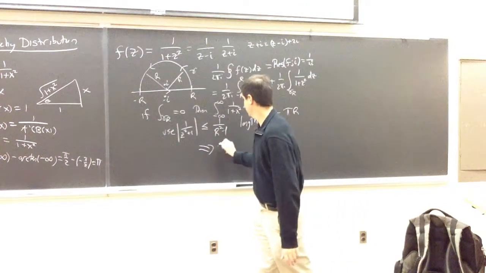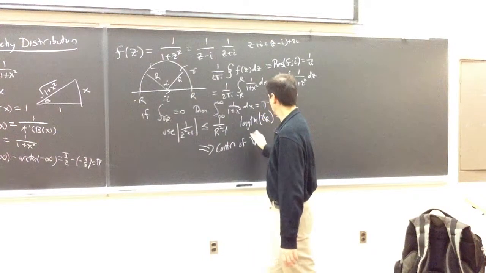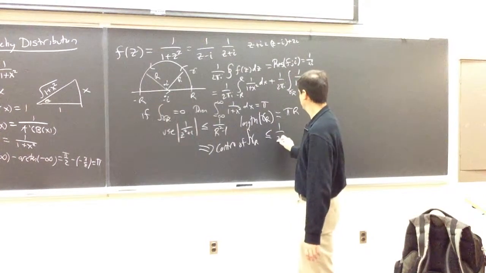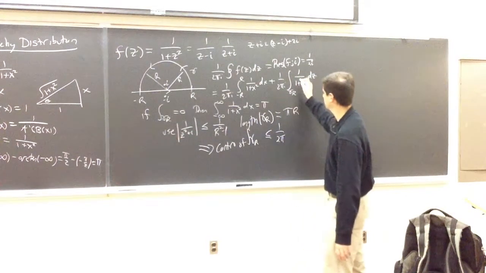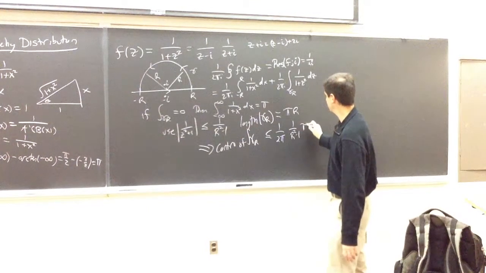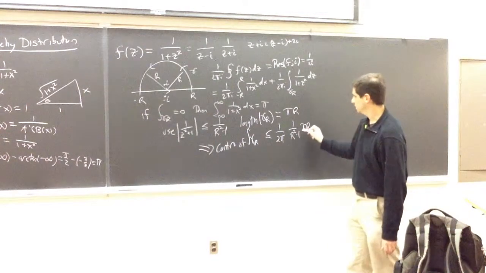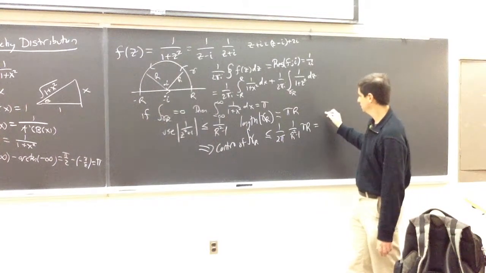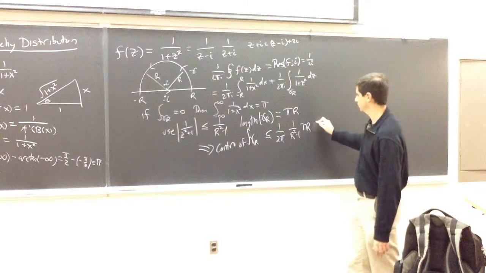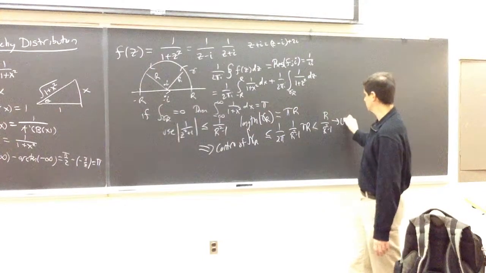So therefore, the contribution of the gamma r integral is less than or equal to 1 over 2 pi times the maximum value, 1 over r squared minus 1, times pi r. Well, basically, the pi's cancel. I can even throw away the 2. I don't care about the 2. It's r over r squared minus 1. This goes to 0.